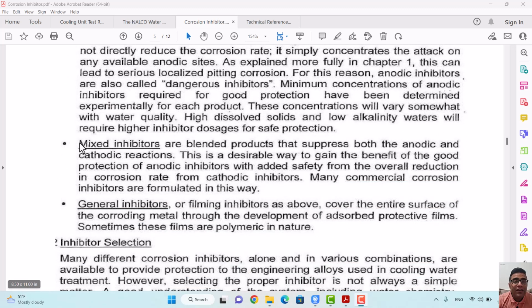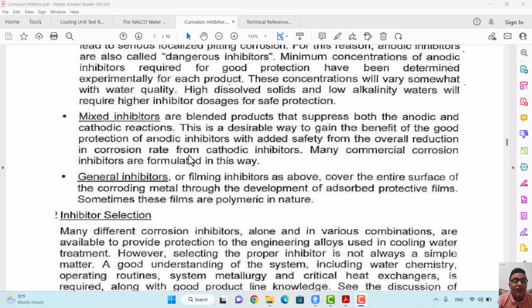Then we have mixed inhibitors. Mixed inhibitors are blended products that suppress both anodic and cathodic reactions. This is a desirable way to gain the benefits of the good protection of anodic inhibitors with added safety from the overall reduction in corrosion rate from cathodic inhibitors. Many commercial corrosion inhibitors are formulated in this way. Then we have general inhibitors or filming inhibitors, which cover the entire surface of the corroding metal through the development of adsorbed protective films. Sometimes these films are polymeric in nature.